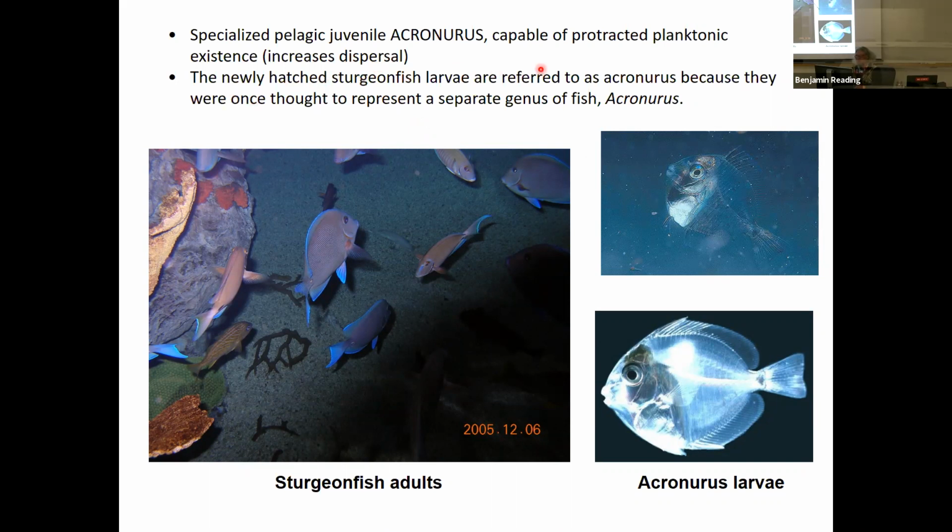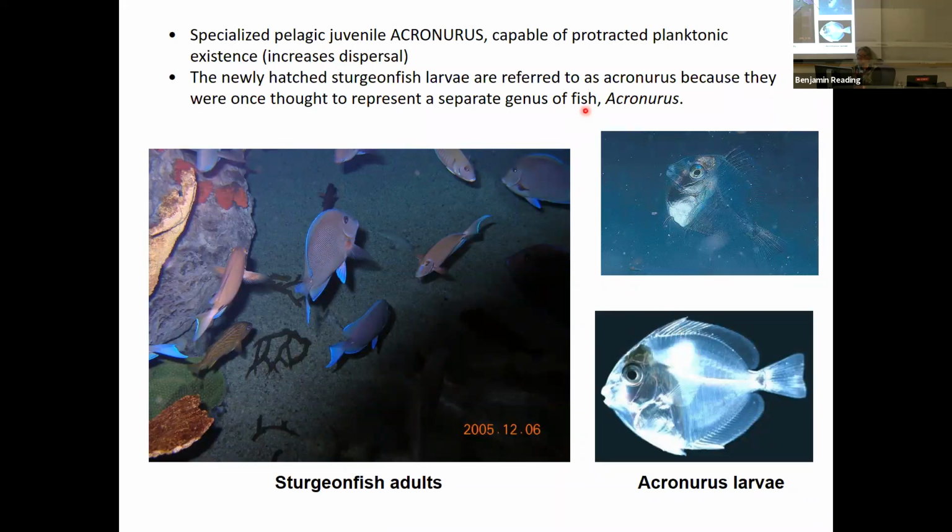Newly hatched surgeonfish larvae are referred to as acronurus. Here is a picture of an example acronurus. Here are the adults, quite different. The acronurus is so different that people actually thought this was a different species. And they called it genus Acronurus.